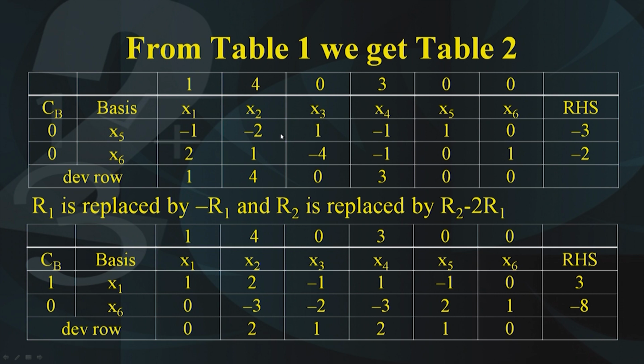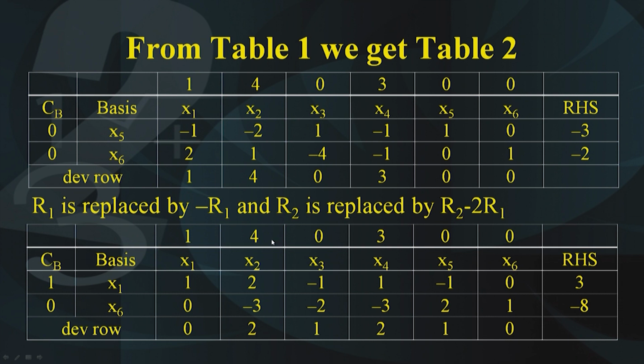The deviation entries are to be calculated by making sure that in this first column we change the coefficient of the basis. So the coefficient of the basis for the x1 variable is 1 and for x6 it is 0, that will remain as before. And just as before, we calculate the deviation entries like this: 1 minus (1, 0) multiplied by (1, 0), that is 0. Anyway, this is a basic variable, so automatically this entry will become 0.